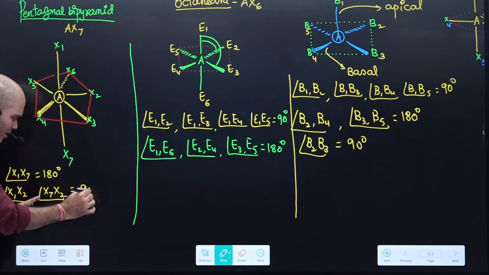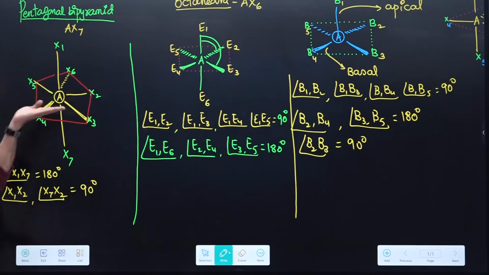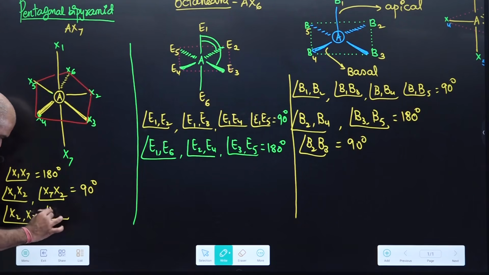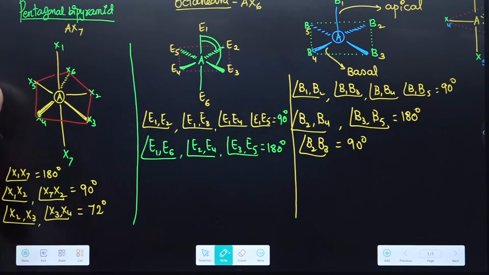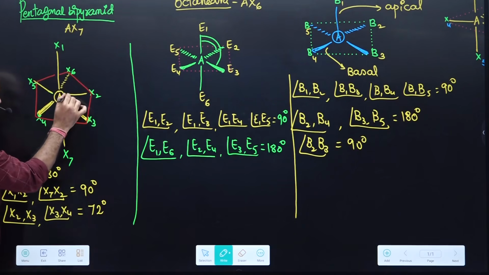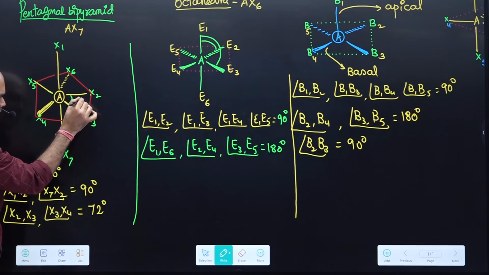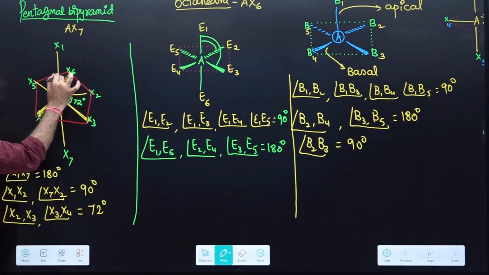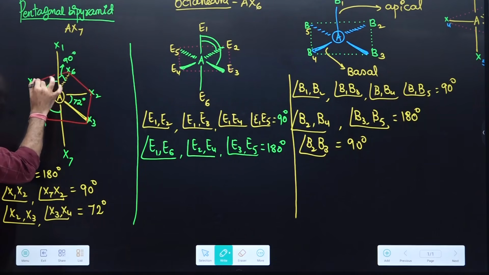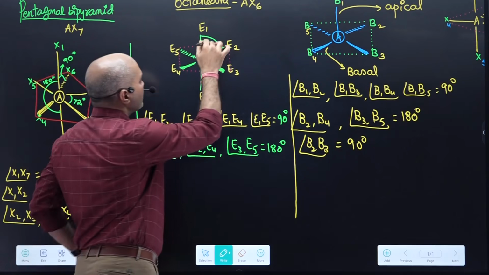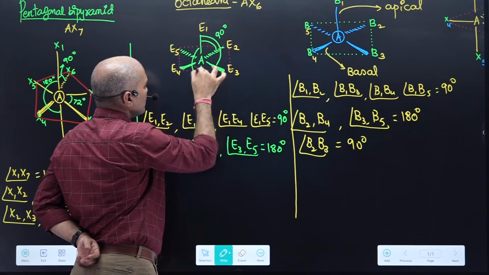be 90 degree. And in the pentagonal plane, whatever 2 atoms that you take, between 2 and 3, or between 3 and 4, and so on, the bond angle is 72 degree. So this will be 72 degree. This will be 90 degree. And this will be 180 degree. This is 90 degree. This is 180 degree.